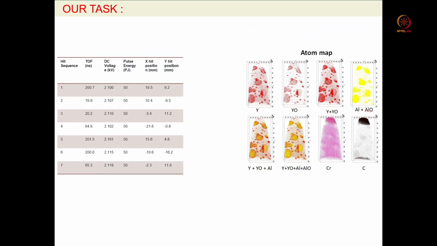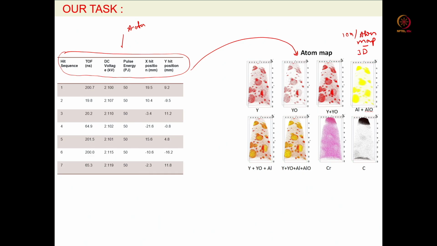Next, with this sequence and these parameters, what we get from an atom probe, we can actually reconstruct those ions. Okay, so it means we can get the ion or atom map in 3 dimensions. For example, this is a particular material where you can see the distribution of yttrium oxide as a molecule. You can also combine yttrium plus yttrium oxide and see their distribution. You can get the aluminium. Fine. So depending upon the species, you can select what type of atom map you need in that 3-dimensional volume.